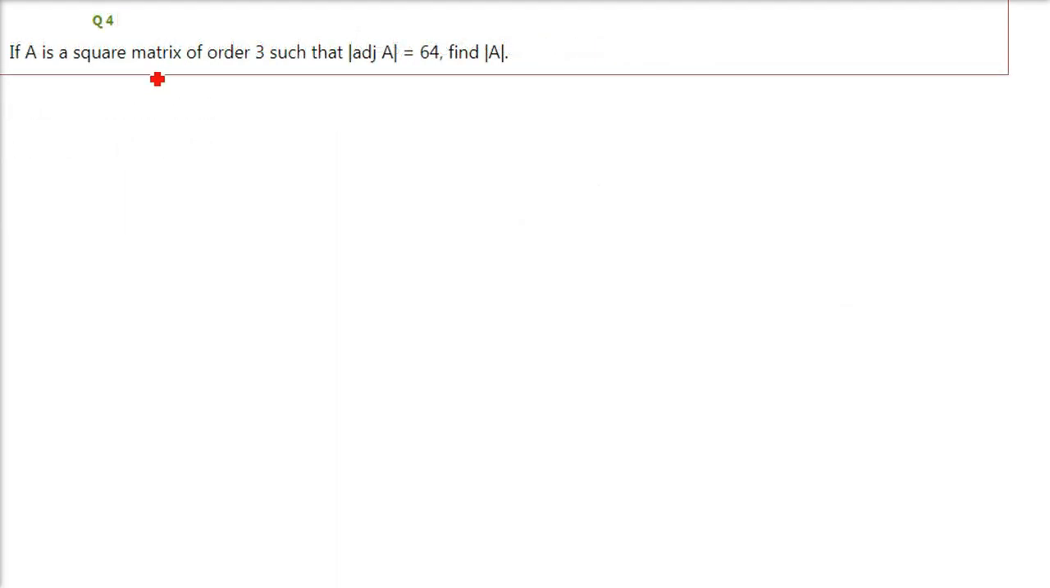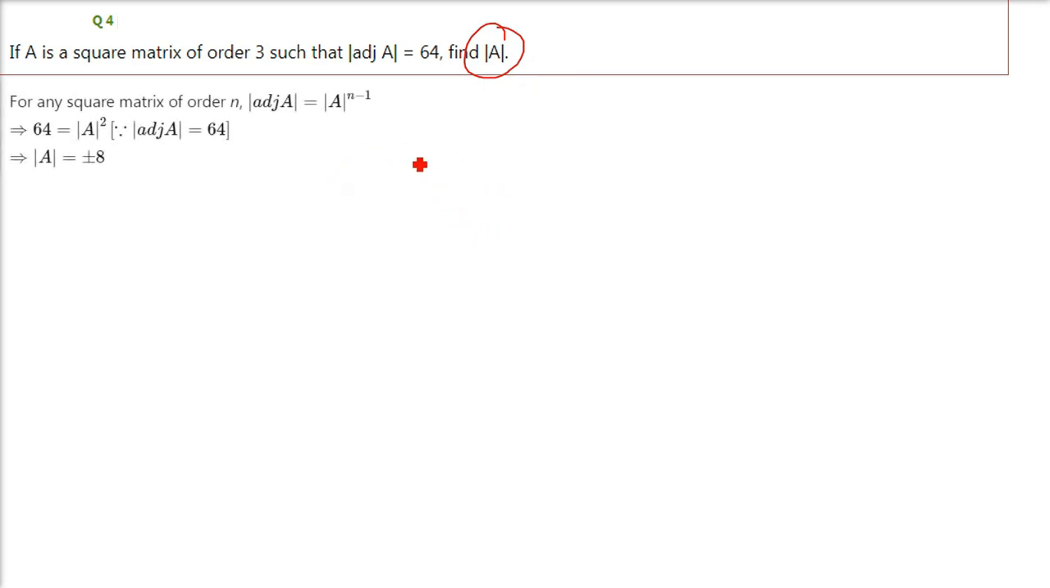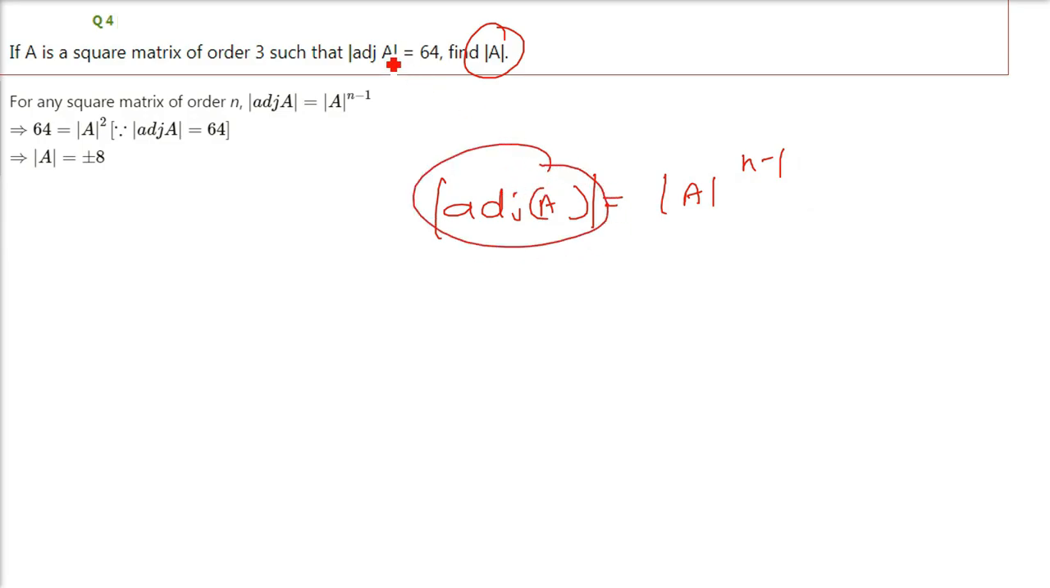Now if A is a square matrix of order 3 such that the determinant of adjoint of A is 64, find the determinant of A. So again we have the property and the relationship: determinant of adjoint of A is equal to determinant of A raised to the power n minus 1. This is 64, given already, and this is determinant of A, n is 3, so 3 minus 1 is 2. Okay, so we get determinant of A square is 64.